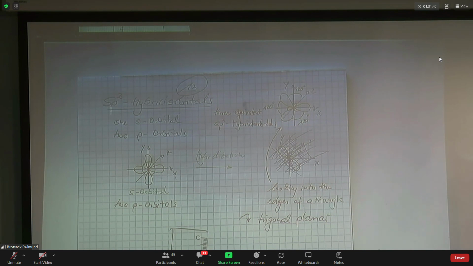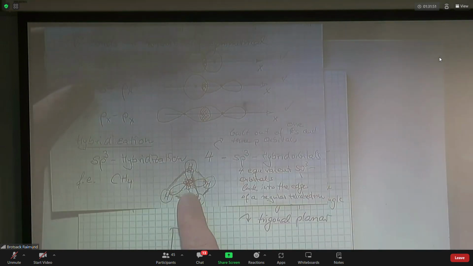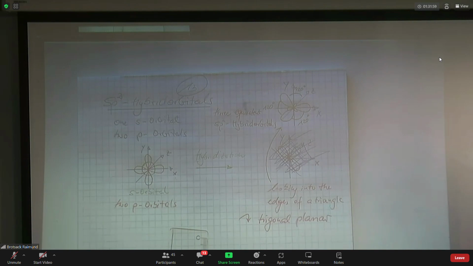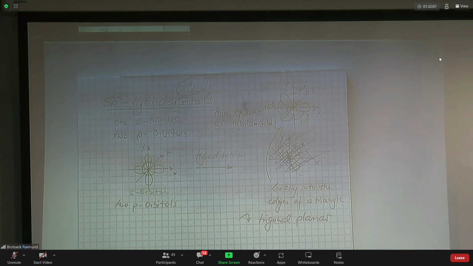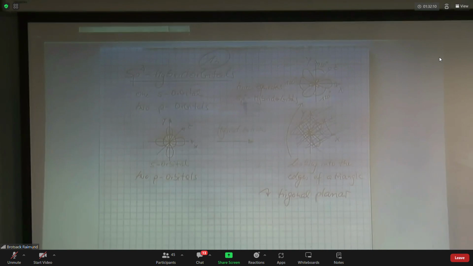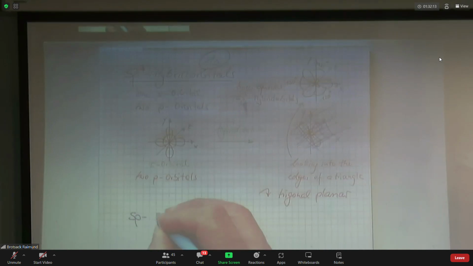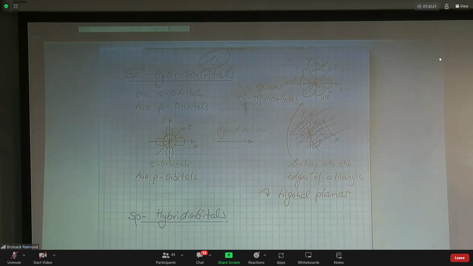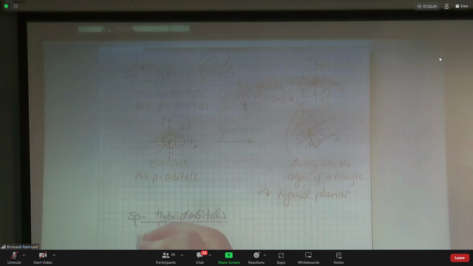Before we had it in a tetrahedral structure. Here we had the tetrahedral structure of those 4 hybrid orbitals, sp3 type. And for the sp2 type, we have a trigonal planar structure. And last but not least, the last one is the sp type. Now, one s orbital and one p orbital is involved.